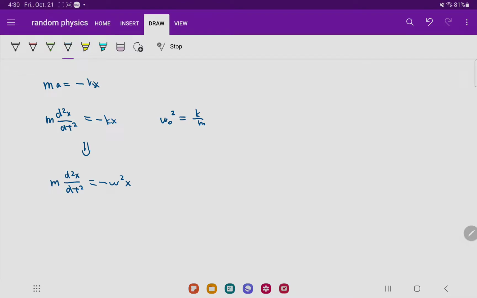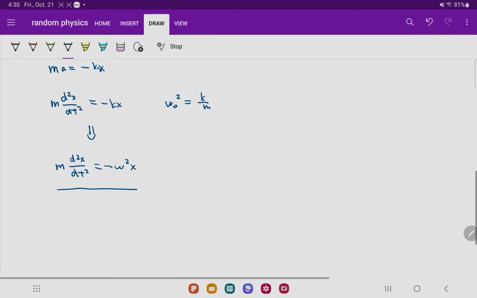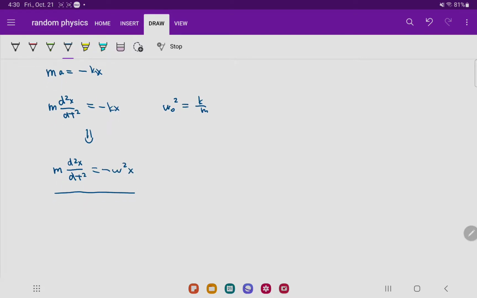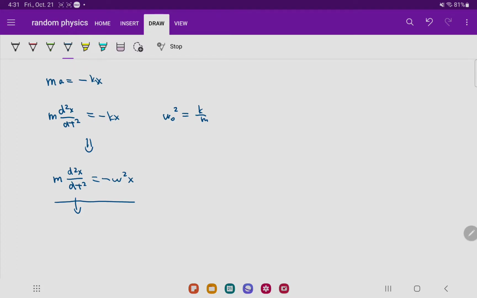So here we have obtained a differential equation for a mass on a horizontal spring. We know that this differential equation is a linear second order differential equation. It is linear because each term here is proportional to x, and it's second order because the highest derivative occurring is the second derivative. So it's a linear second order differential equation, and this will be our differential equation for a mass on a horizontal spring.